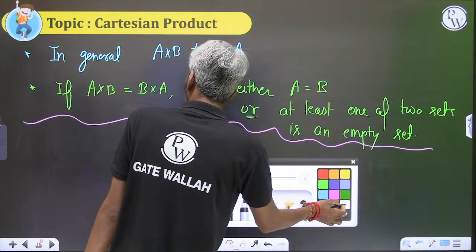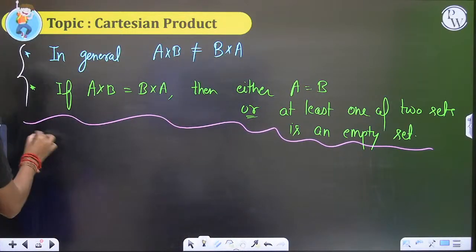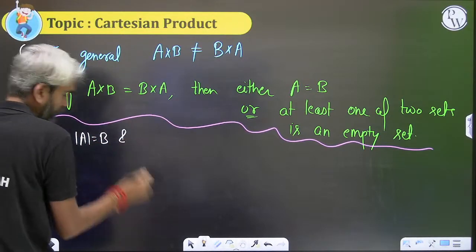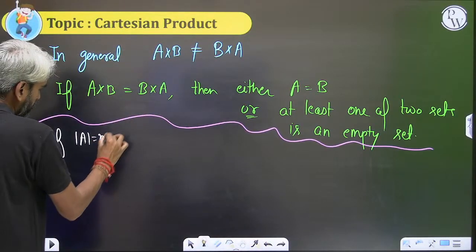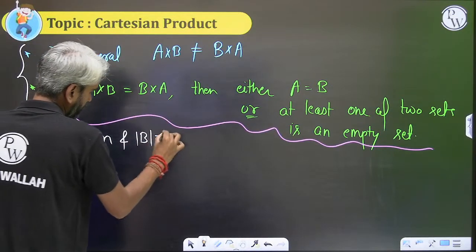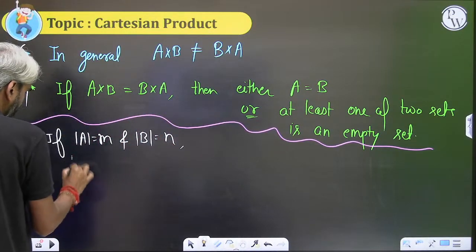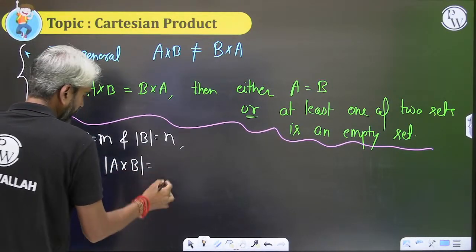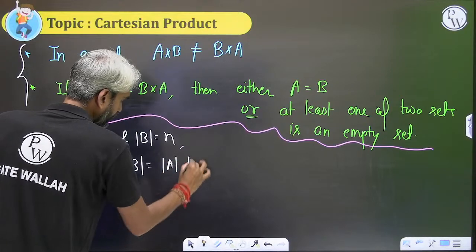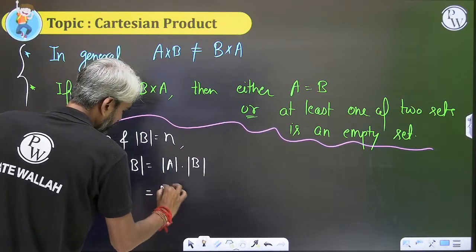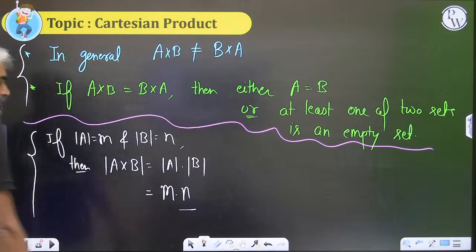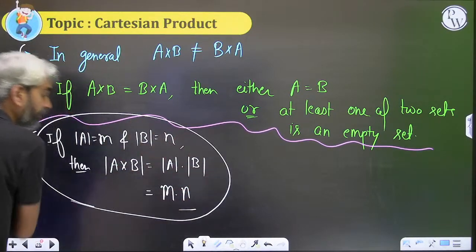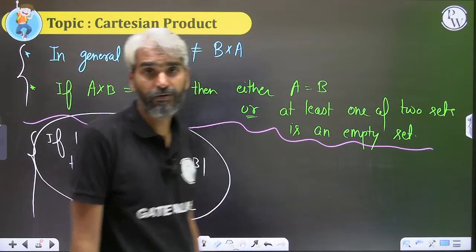So that's another thing which you can note down. If mod A equals M and mod B equals N, then what is the cardinality of A cross B? So the cardinality of A cross B will be nothing but the cardinality of set A times the cardinality of set B, that is M into N. Each one of these M elements of set A will relate with each one of N elements of set B.